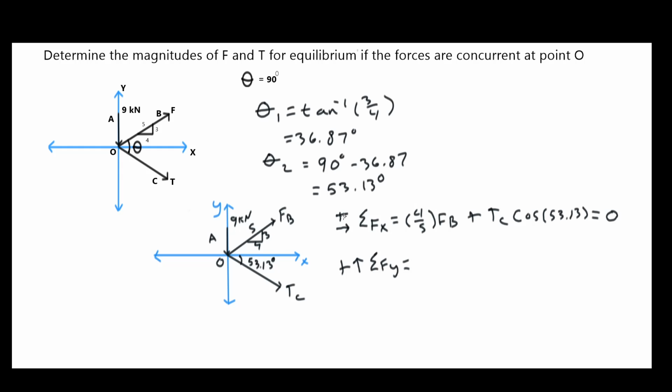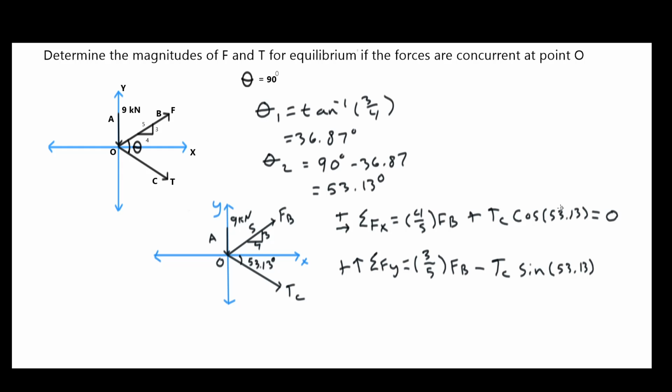Now for FB, you can see that we have a y value of 3 on the triangle, so we'll divide that by 5. Now for our TC vector, you can see it's going in the negative direction here. So we'll subtract that, TC. And since this angle isn't touching the y-axis, you know we're going to use the sine of that angle. So it'll be sine 53.13.